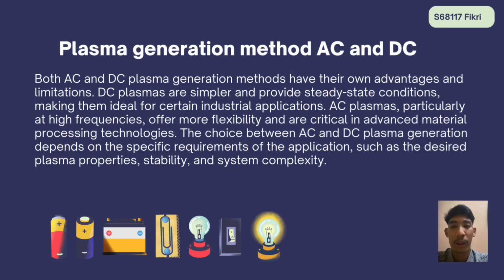Plasma generation methods, AC and DC. Both AC and DC plasma generation methods have their own advantages and limitations. DC plasma is simpler and provides steady-state conditions, making it ideal for certain industrial applications. AC plasma, particularly at high frequency, offers more flexibility and is critical to advanced material processing technology. The choice between AC and DC plasma generation depends on the specific requirements of the application, such as the desired plasma properties, stability, and system complexity.